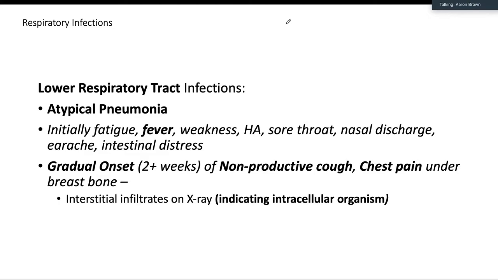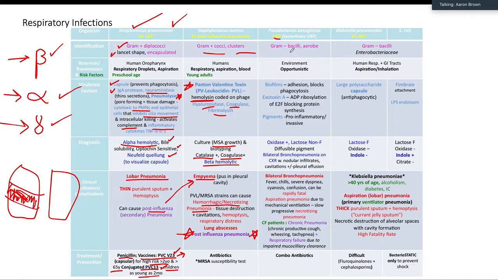Next we have our Pseudomonas, usually a hospital-acquired pneumonia, gram-negative, aerobe, requires air to grow, and so lungs are a great place for it, right? This is opportunistic, so we need to look for someone who is immunocompromised or hospitalized. What are some of the virulence factors? This gets asked about a lot. So Pseudomonas has biofilms, has these exotoxins, which cause ADP ribosylation of the EF2, blocking protein synthesis.